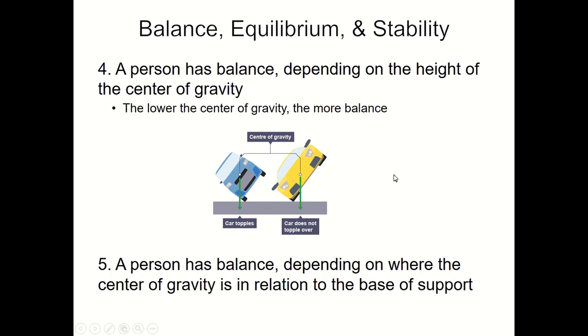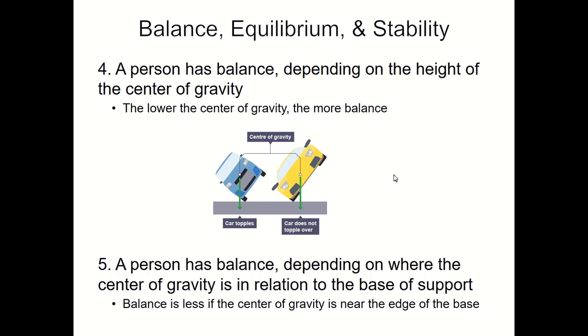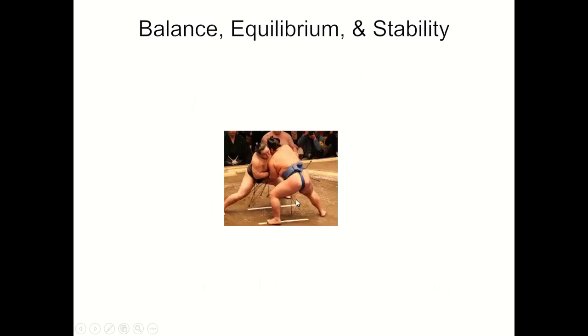Fifth, a person has balance depending on where the center of gravity is in relation to its base of support. So the balance is less if the center of gravity is near the edge of the base. Going down, keeping it close.